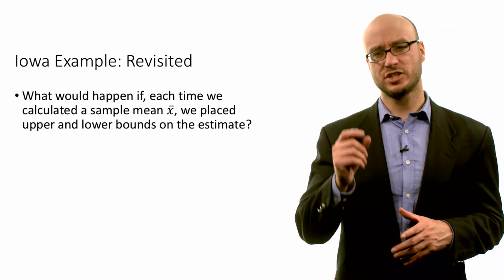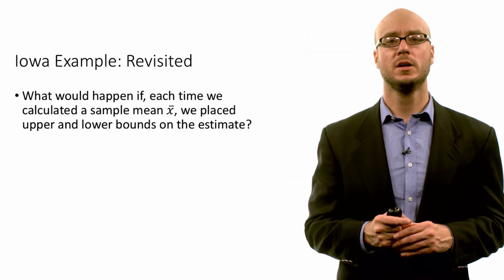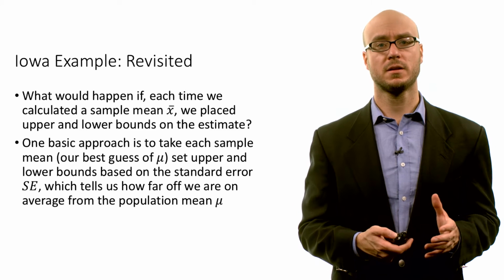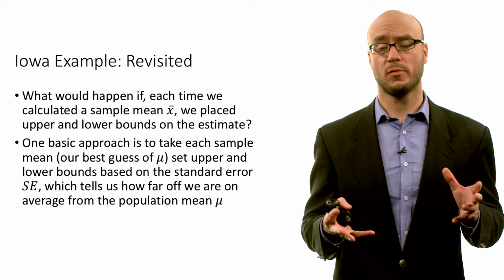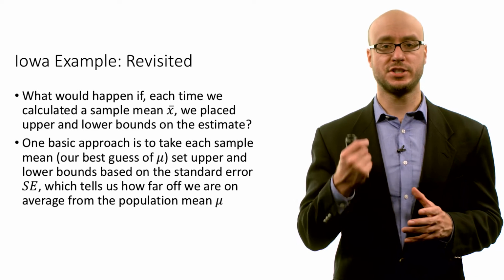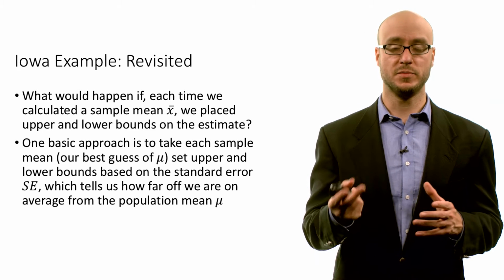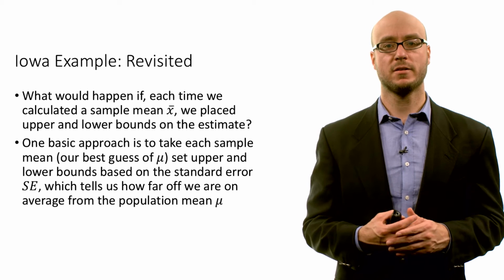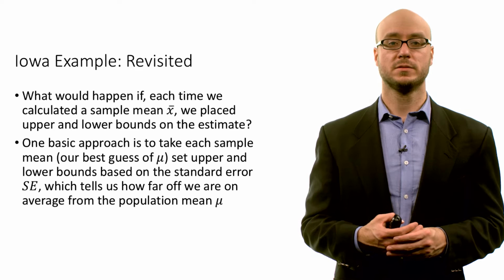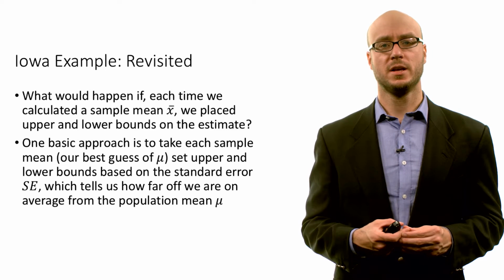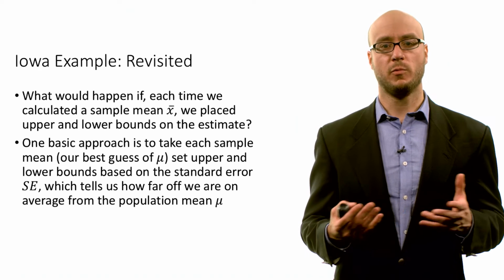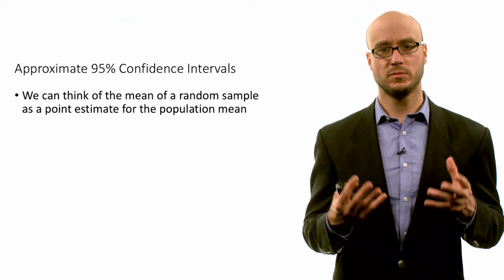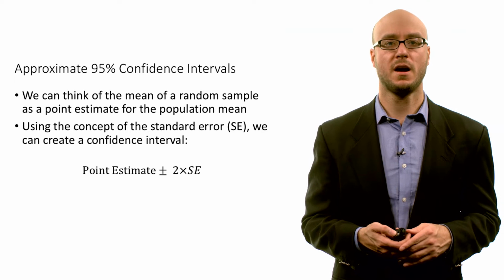What would happen if each time we calculate a sample mean x bar, we placed upper and lower bounds or limits on a particular point estimate? One approach is to take each sample mean, our best guess of mu for that particular sample, and set upper and lower bounds based on the standard error of the sample mean, sigma divided by the square root of n, which tells us how far off we are on average from the population mean mu. So let's look at what we call approximate 95% confidence intervals.